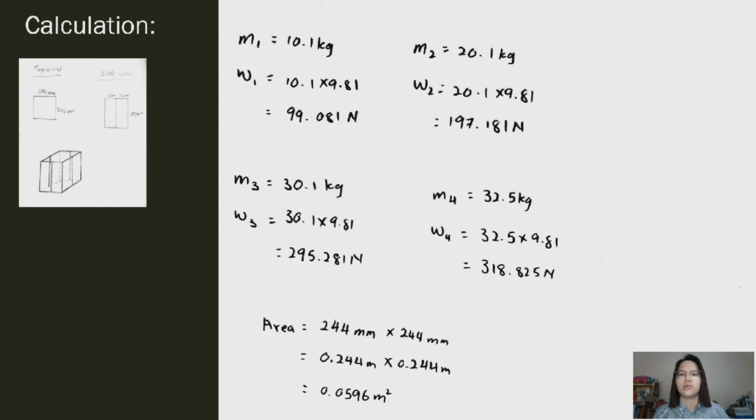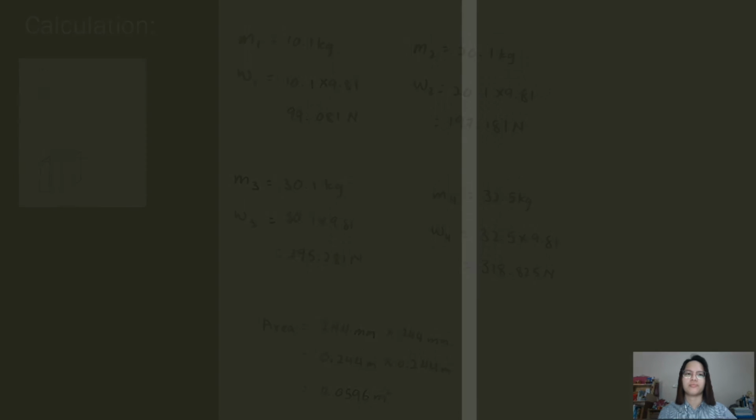Okay, so first step, we're going to calculate the weight of each mass of load tested, and we'll be calculating it by multiplying the mass of the load with the gravitational acceleration, which is 9.81 meters per second squared. And next, we'll be calculating the area. For the area, we'll be taking the top area of the model. So it is 244 millimeters multiplied by 244 millimeters, and therefore we can calculate the area.